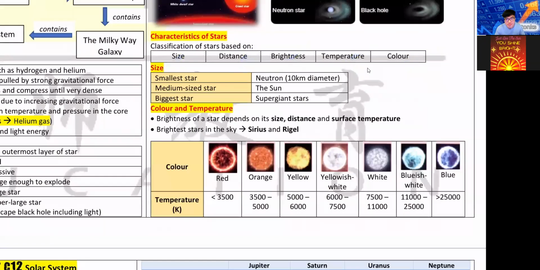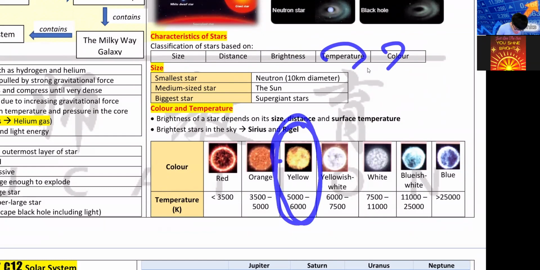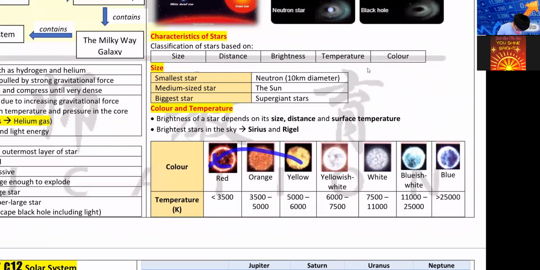How about our sun? Our sun is everything middle. Our sun is not too big. They are medium size. Distance, they are the closest to us, lor. Brightness, they are middle, you see. Temperature, color, also middle. Our sun is here. Our sun is not too cold or not too hot.